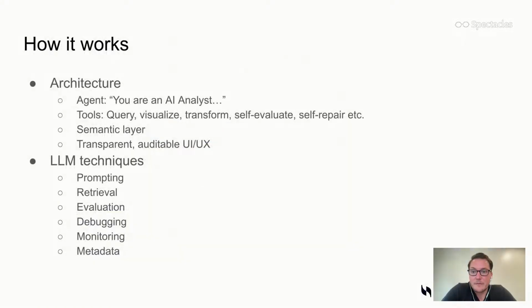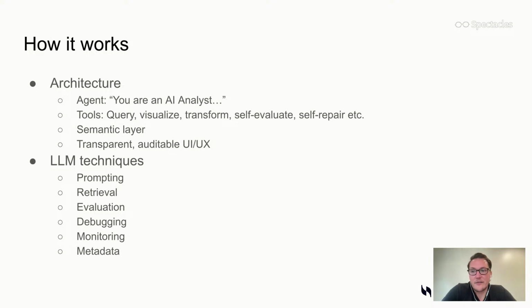So how do we do this? Architecturally, we've built an agent and tools system. The agent, think of it as the smart user interface, takes on the persona of an AI analyst. We feed it additional instructions, for example, how to respond to certain types of questions. And we also give it a set of tools: the ability to query, the ability to visualize, the ability to transform. We have Python code execution. So there's a whole bunch of advanced analytics that our customers are enabling for their customers.